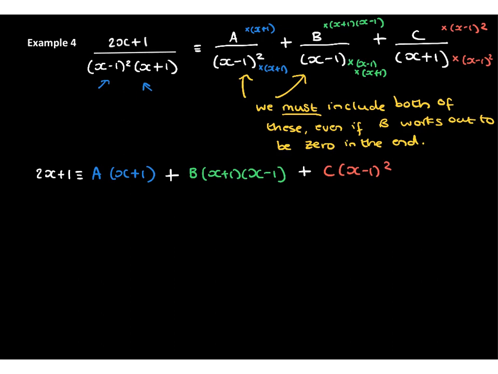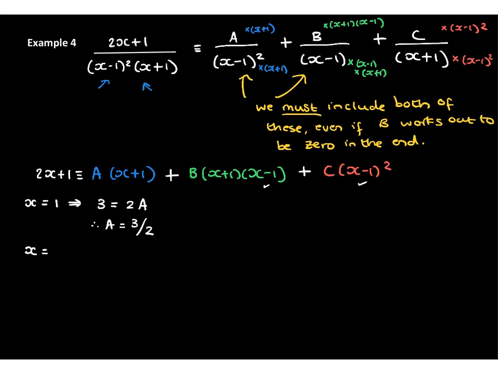So I'm going to choose values to sub in for x. So it makes perfect sense for me to choose the value of x equals 1 first of all, because that will wipe out here and it will also wipe out here. So I lose b and c instantly when x is equal to 1. So x equals 1, the left-hand side gives me a value of 3, and on the right-hand side I get 2a, so I can work out that a is equal to 3 over 2 straight away.